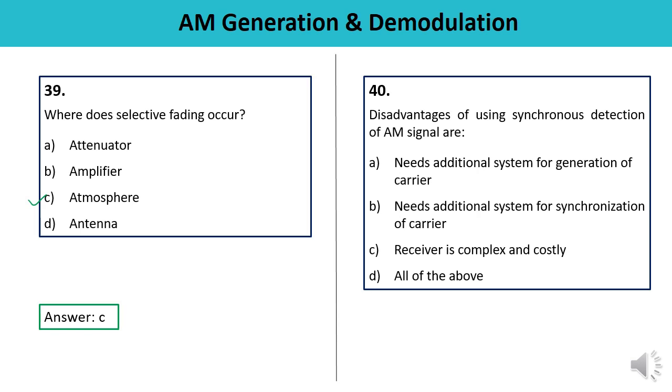Next question, question number 40. Disadvantages of using synchronous detection of AM signals are: needs additional system for generation of carrier. Correct one. Needs additional system for synchronization of carrier. Oh, perfectly okay. Receiver is complex and costly. It means all the three options are correct. So the final answer is D.